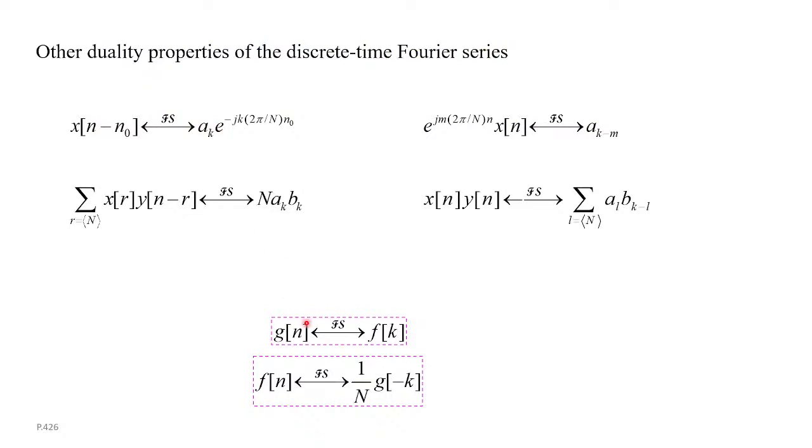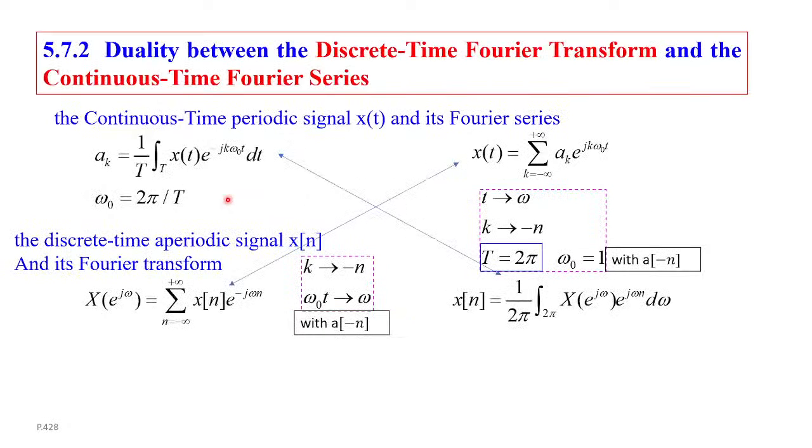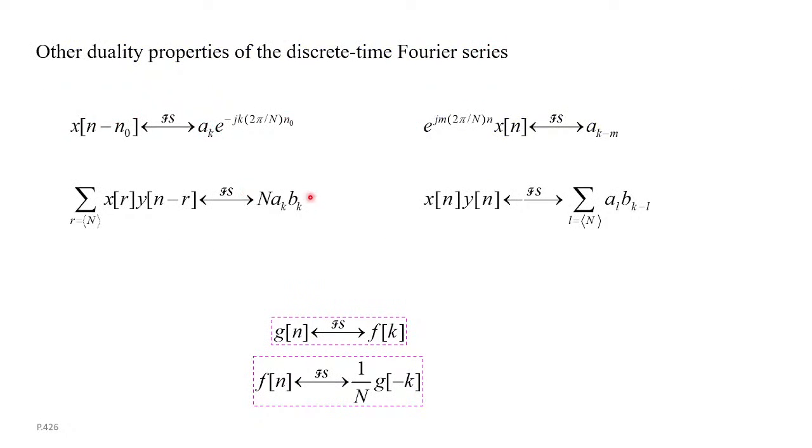Okay, I'm missing something. Oh, okay, yeah, sorry. So g is a Fourier series pair to some f, then you can move f to the time domain, so f of k becomes f of n. Then you can move g to kind of g of k, but not quite. You need to do a change, so you need to add the 1 over n and the minus k. And there are some properties that also have duality here. Let's not go into too much detail here.